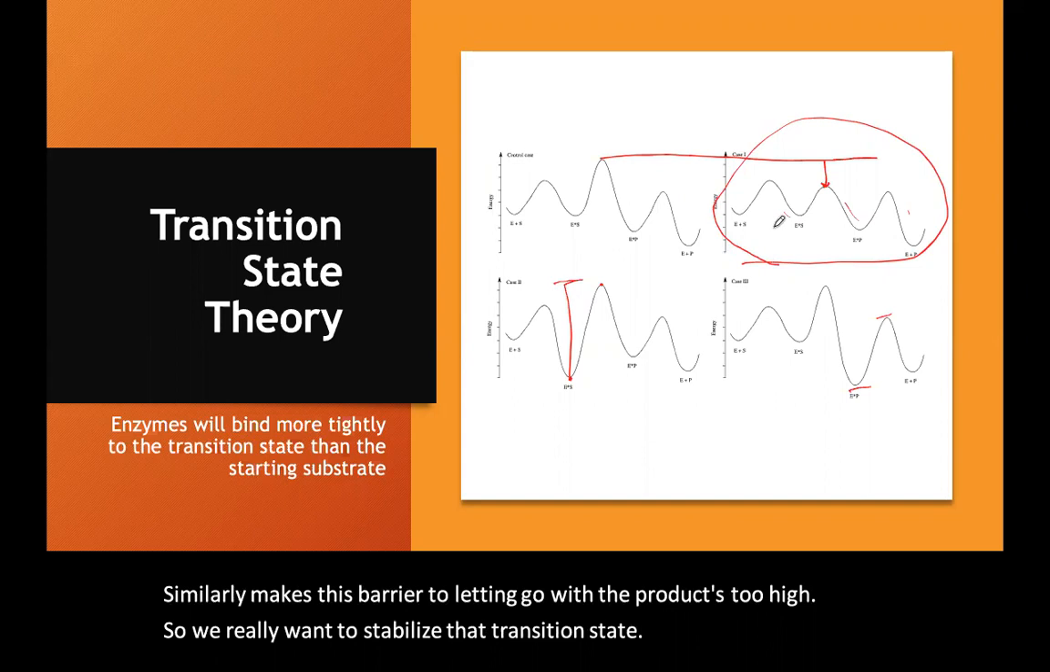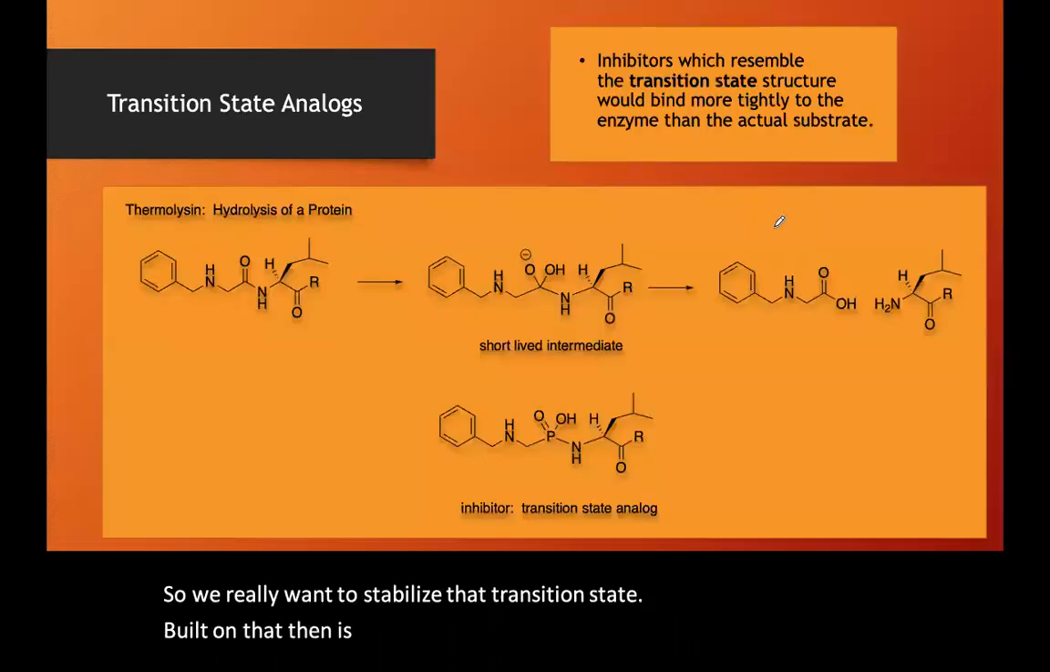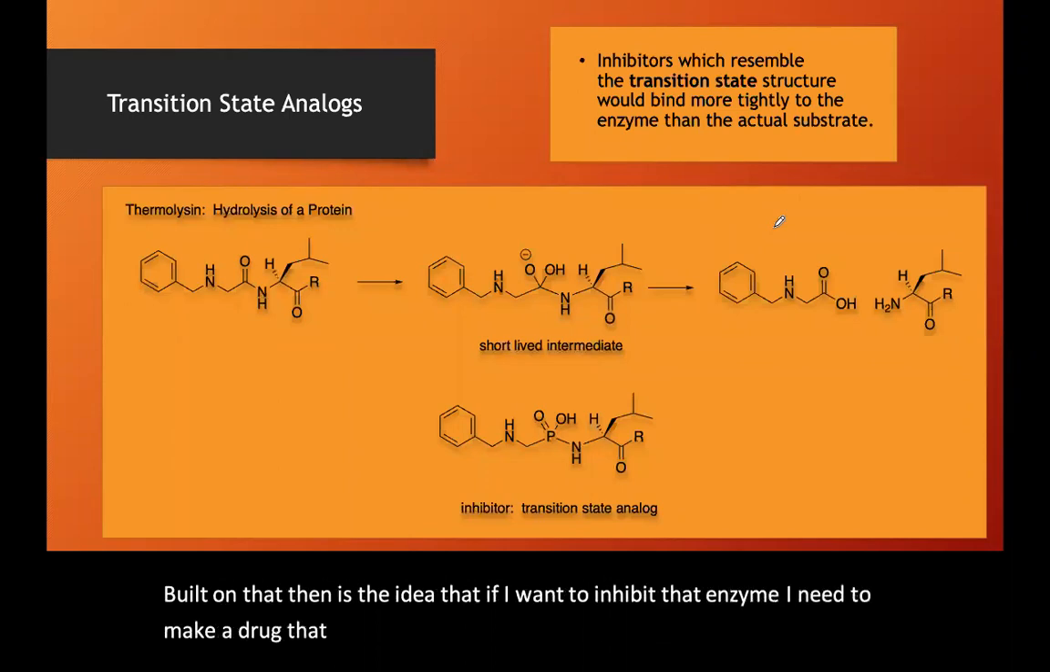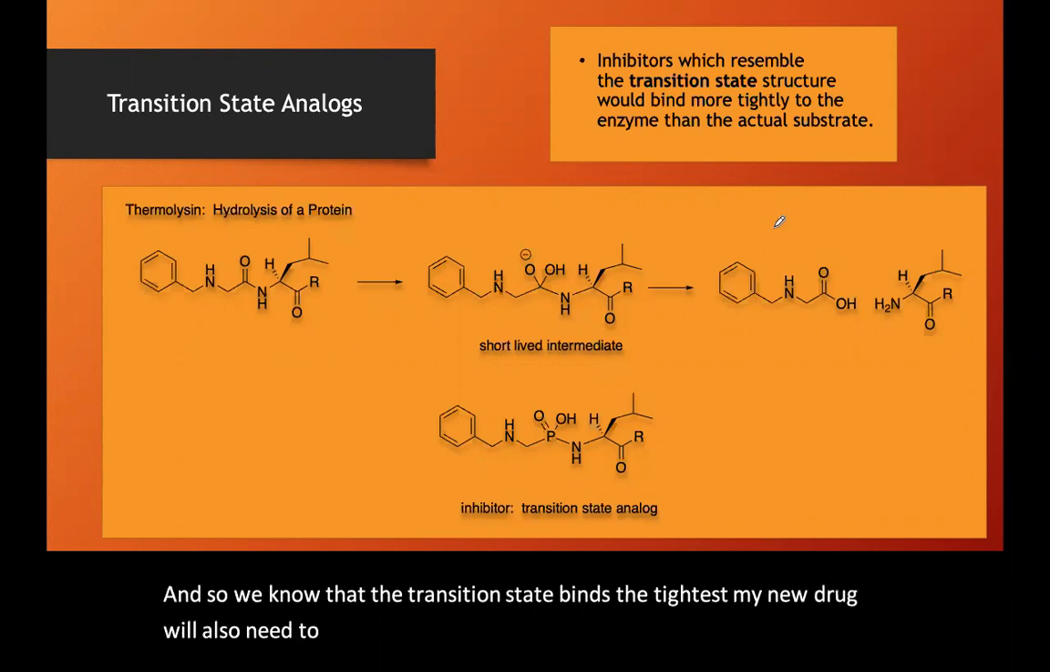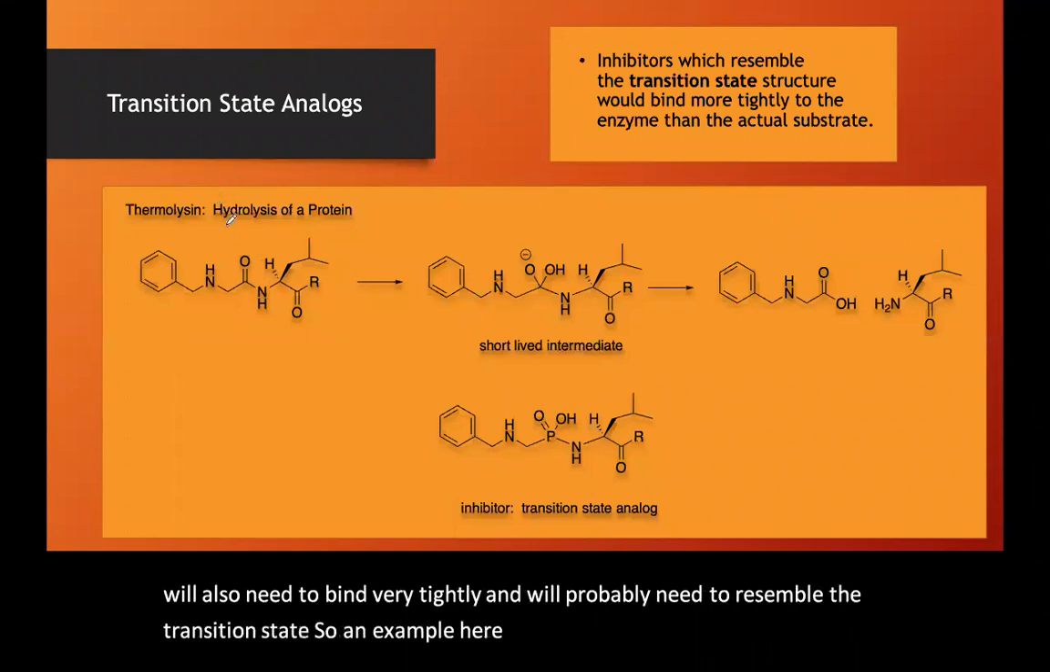Built on that then is the idea that if I want to inhibit that enzyme, I need to make a drug that will bind tightly to the enzyme active site. And so we know that the transition state binds the tightest. My new drug will also need to bind very tightly and will probably need to resemble the transition state. So an example here is the hydrolysis of a protein by the enzyme thermolysin.